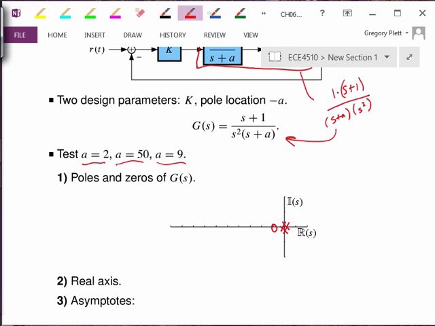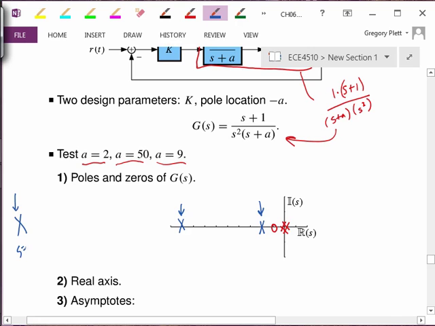So I have poles then at A equals 2. So the pole is at S equals -2. That's one candidate location. S equals -9 is 2, 3, 4, 5, 6, 7, 8, 9, over here, another candidate location. Then S equals -50 way over here is a third candidate location. And I can't draw that very easily to scale.